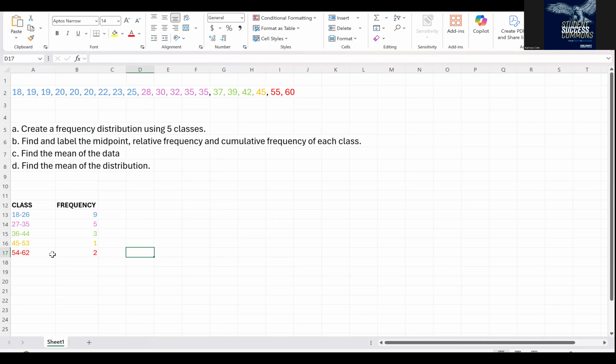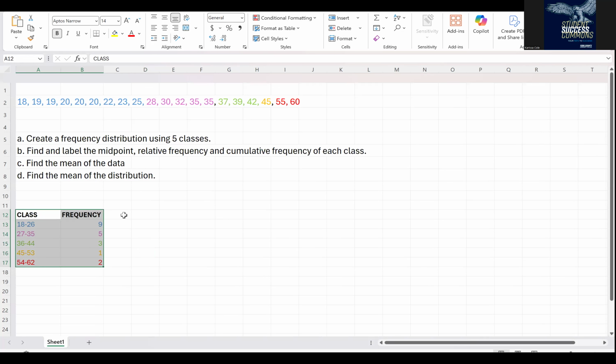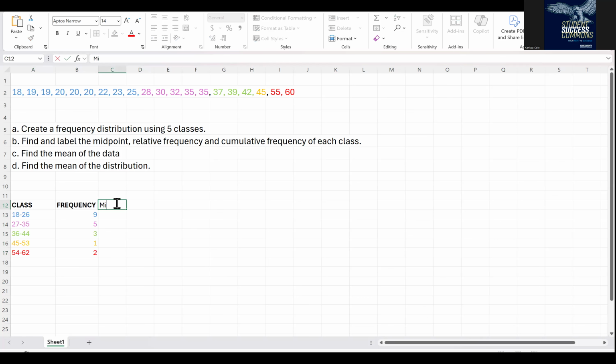So what we have right here is a basic frequency table. You can add more categories, more columns. We have class and frequency. You can add more, and it looks like part B is kind of asking us to add more. It's asking us to add midpoint, relative frequency. And we will totally talk about what each of these are in just a second.